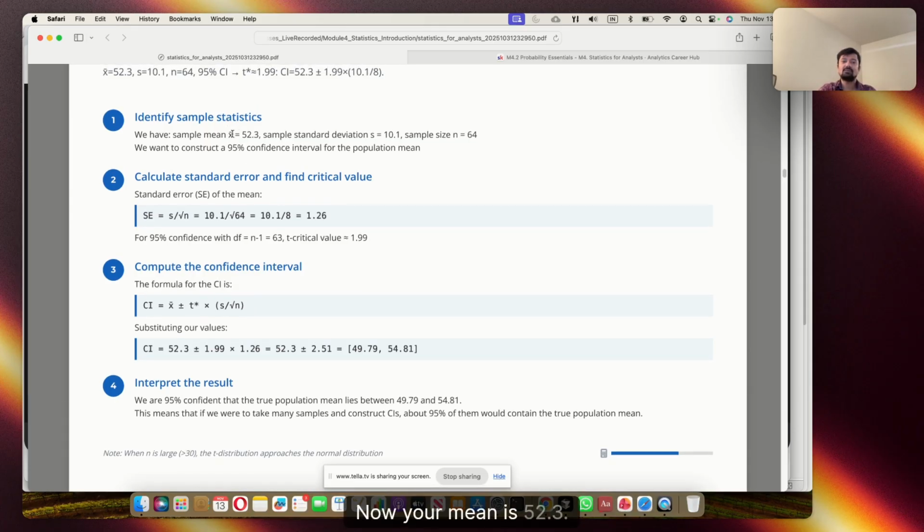Now your mean is 52.3, and your confidence interval is 49.79 to 54.81. So this is the lower limit, this is the higher limit, and anything more than this can be an outlier because it is going beyond your confidence interval.